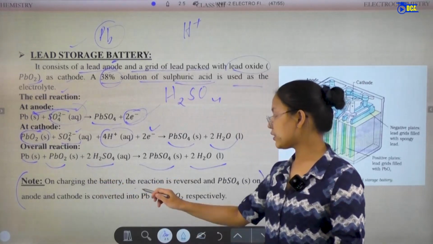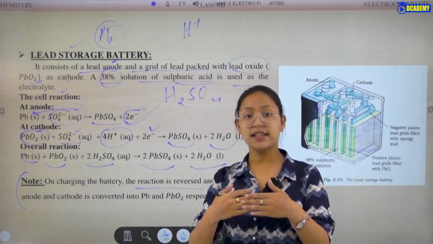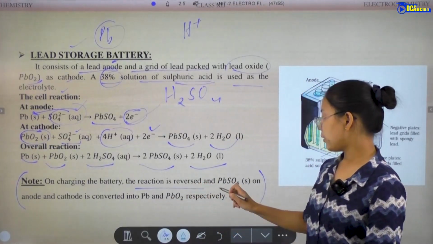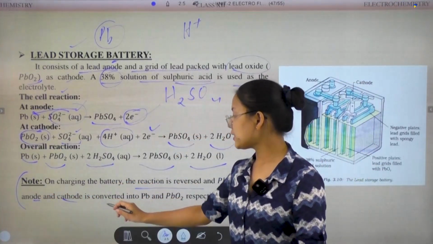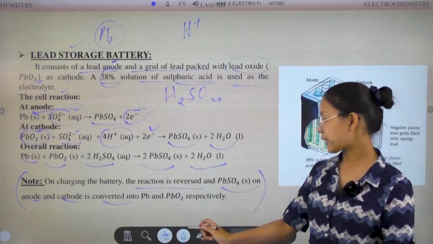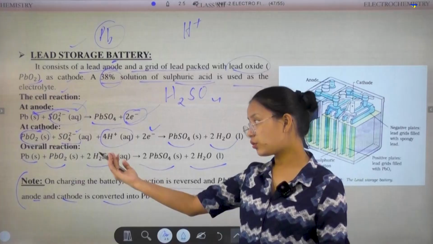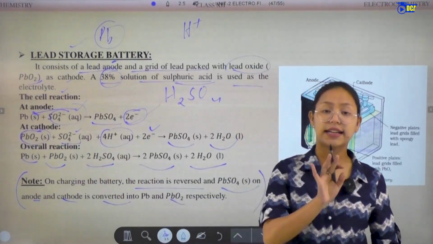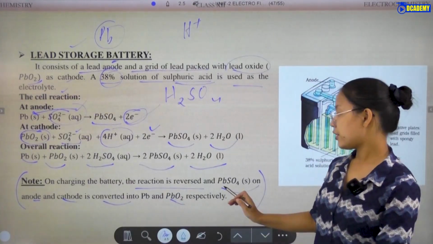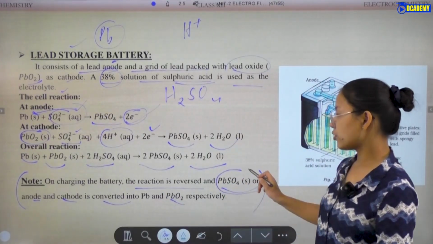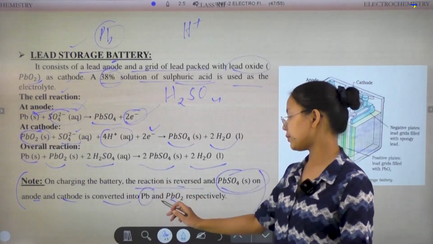On charging the battery, the reaction is reverse. So it is opposite, reversed, and PbSO4 on anode and cathode is converted into Pb and PbO2 respectively. PbSO4 on anode and cathode is converted into PbO2.